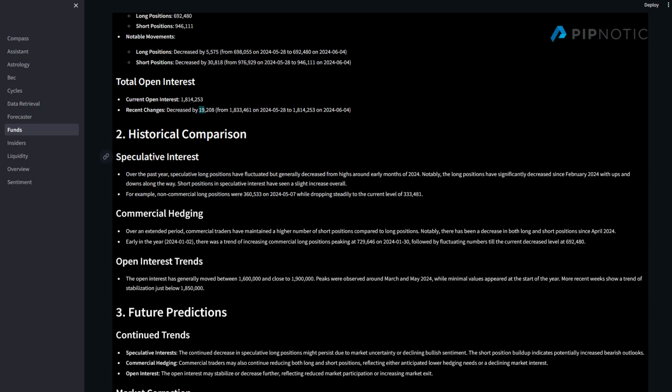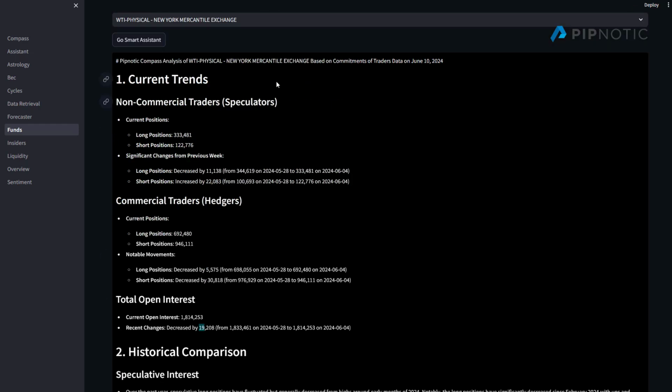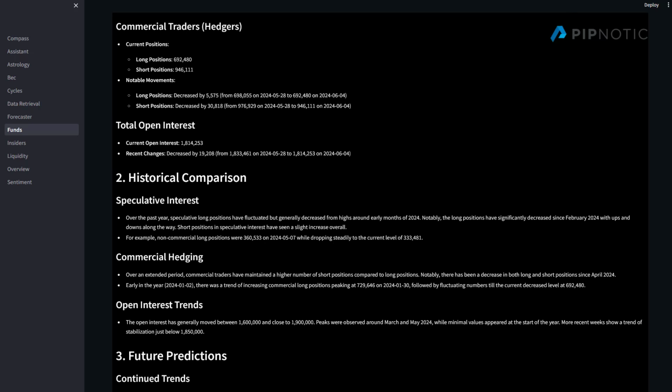Here we're looking at speculative interest, which is the non-commercials. These are the guys who are speculating, and we can see over the past year, speculative long positions have fluctuated, but generally decreased from the highs around the early months of 2024. Notably, the long positions have significantly decreased since February 24, with ups and downs along the way, which is what we could see in the graph earlier. Short positions in speculative interest have seen a slight increase as well. So this is telling us again that those short positions are on the uptick for the speculators.